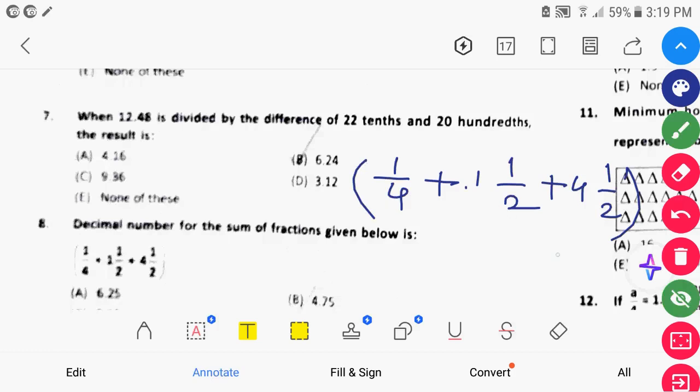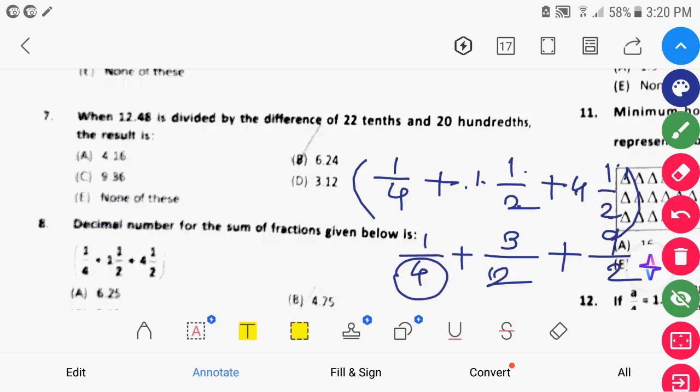Now first convert the mixed fractions into improper fractions. 1 upon 4 plus 2 1s are 2, plus 1, 3 upon 2, plus 4 2s are 8, plus 1, 9 upon 2. Now the denominator here is 4, here is 2, here is 2. So to make them common, the common denominator is 4. Now this is already 4, so here there is no need of multiplication. So 1 as it is.